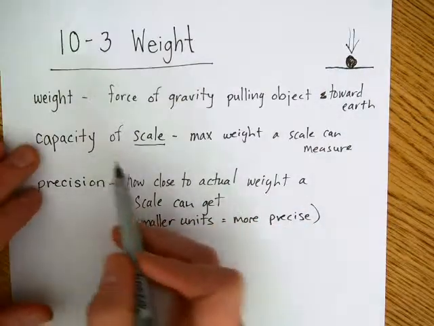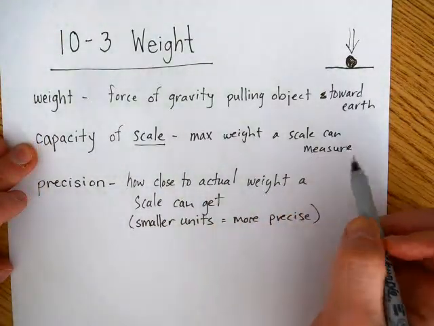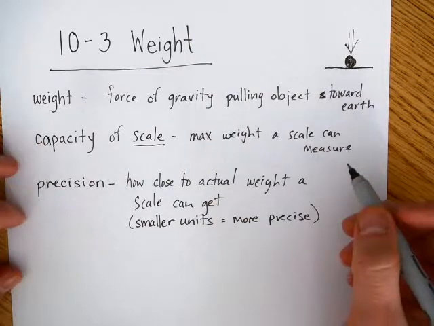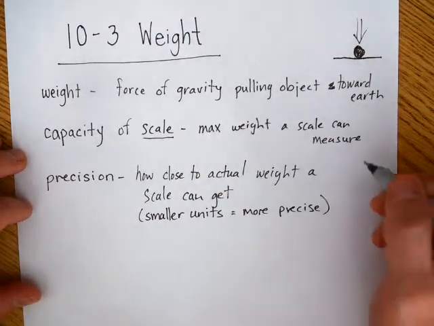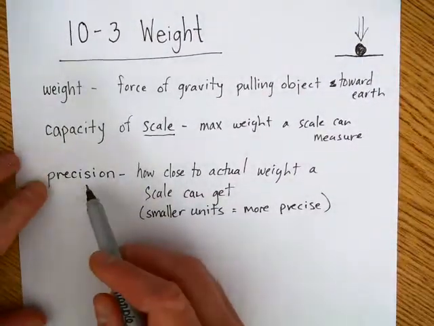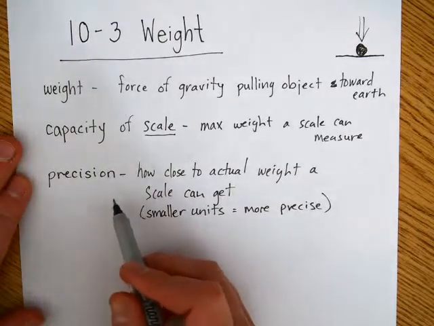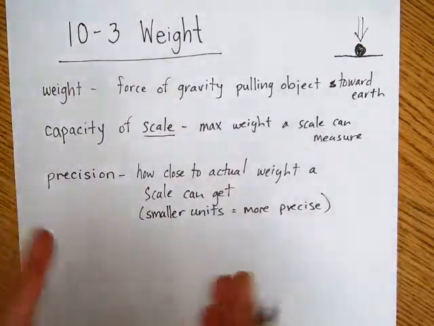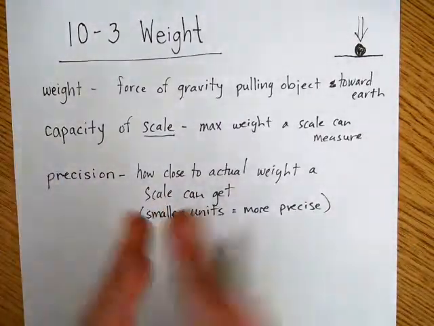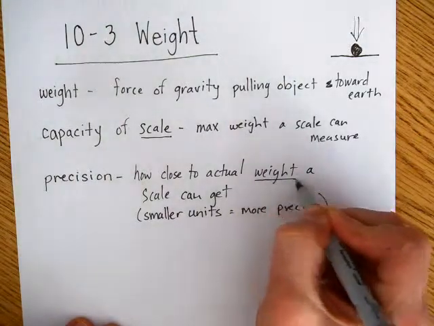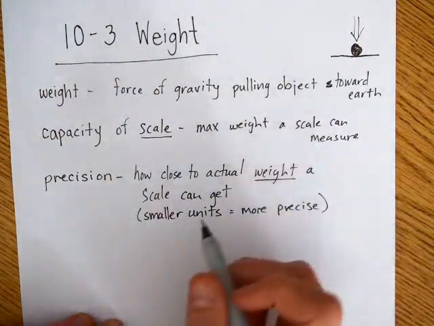So the capacity of a scale is the max weight a scale can measure, and this is important to know depending on what you're measuring. Then precision. Precision is how close you get to the target, in this case the actual weight. So how close to the actual weight a scale can get.